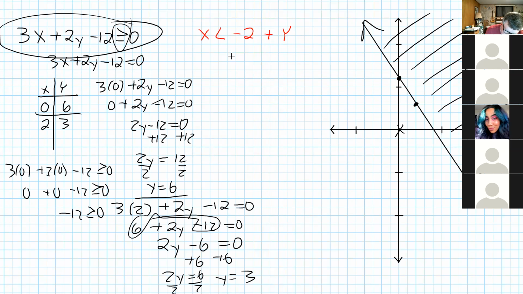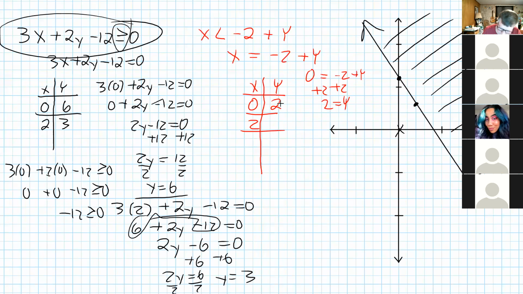Using the red inequality, we'll look at the equation equivalent. And then let's see here. Tell you what, let's use the same numbers. Let's use 0 and 2 for x both times. Okay, if x is 0, we get 0 equals negative 2 plus y. Add 2 to both sides, 2 equals y. So 0, 2. If x is 2, we get 2 equals negative 2 plus y. Add 2 to both sides, and y equals 4. So 0, 2, 2, 4. And that does not include equals. So that's going to be a dotted line.